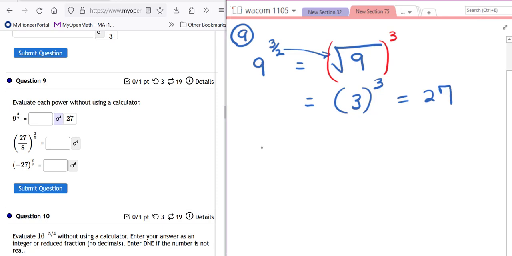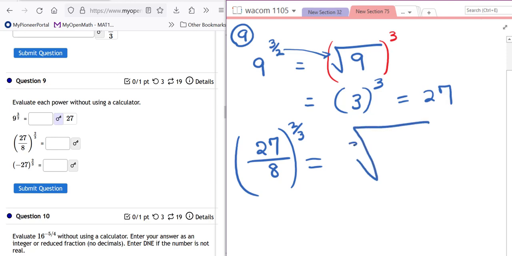Right, let's see. 27 over 8, and we have this one to the 2/3 power. All right, so that would be the cube root of this, and then we're going to square the whole thing. So the cube root of 27 over 8, and then we will square the whole thing. And the reason I chose that, these are perfect cubes.